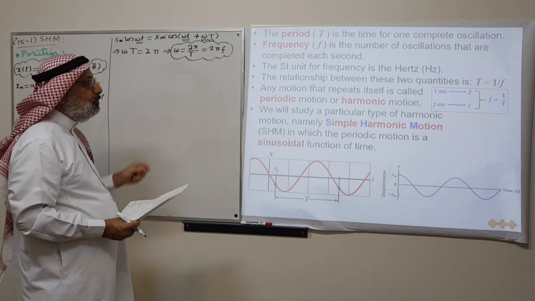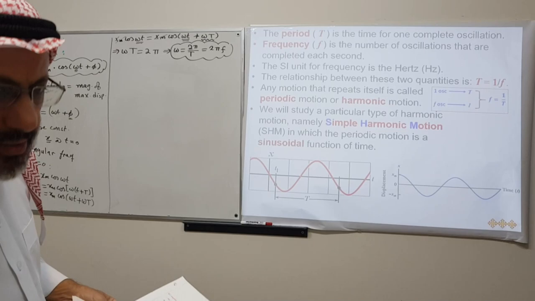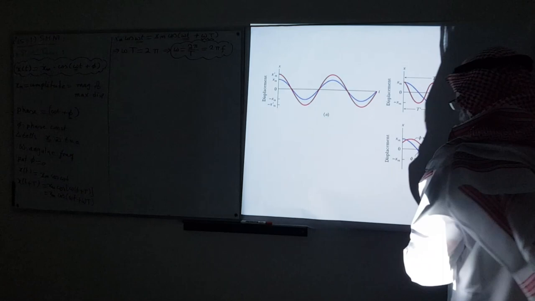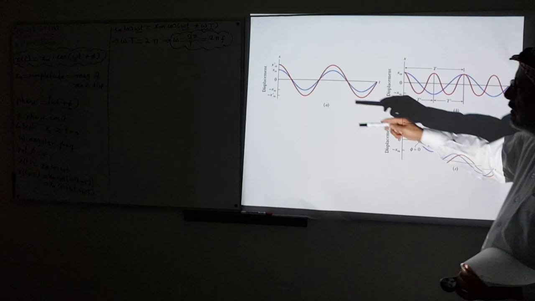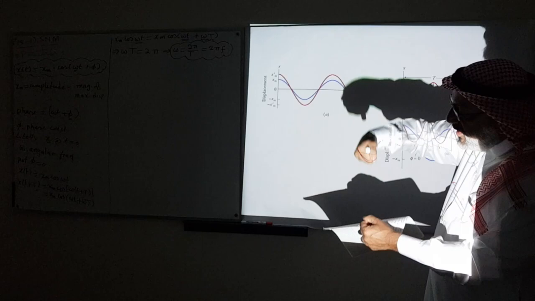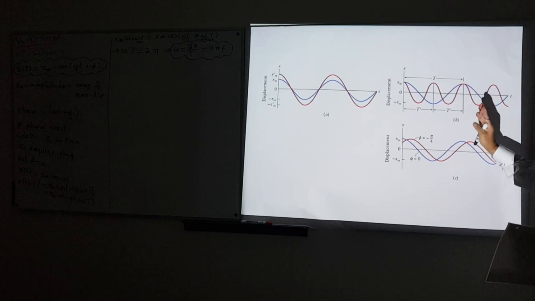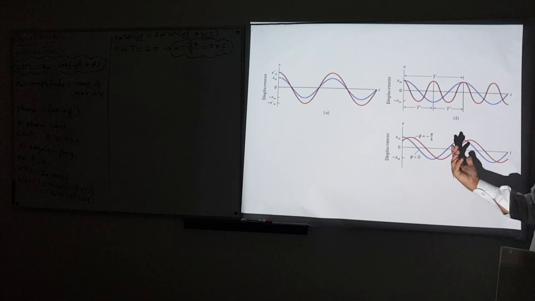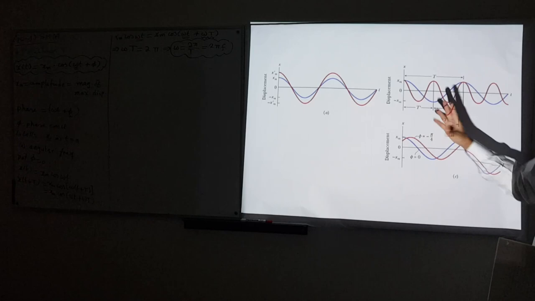Now, we can see the effect of the various variables on simple harmonic motion. Here is the effect of the amplitude. As you increase or decrease the amplitude, the motion would be stretched or squeezed vertically. As you increase or decrease the period, the motion would be stretched or squeezed horizontally. The effect of the phase constant phi is shown in here. As phi changes, the whole curve shifts to the left or to the right, but without any vertical or horizontal compression. So these are the effects of these three parameters.